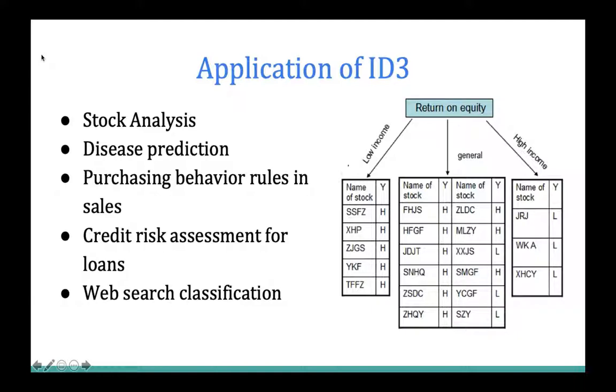Some common applications of the ID3 method include stock analysis, disease prediction, which uses attributes such as symptoms and location to predict diseases in patients, purchasing behavior rules in sales, credit risk assessments, which could use attributes such as debt and income, and web search classification.